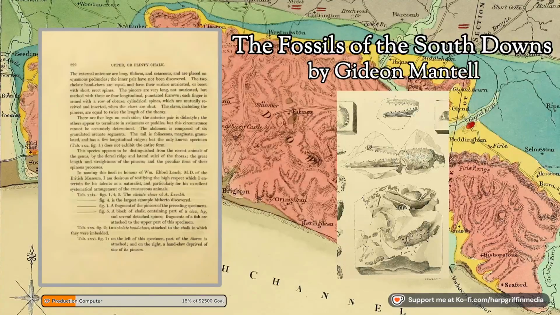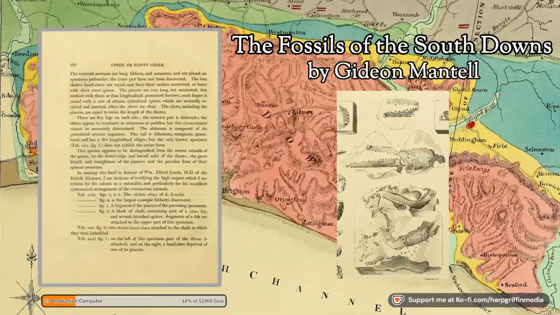There are 5 legs on each side. The anterior pair is didactyl. The others appear to terminate in swimmers or paddles, but this circumstance cannot be accurately determined. The abdomen is composed of 6 granulated arcuate segments. The tail is foliaceous, marginate, granulated, and has a few longitudinal ridges, but the only known specimen, Tablet 30, Figure 1, does not exhibit the entire form.